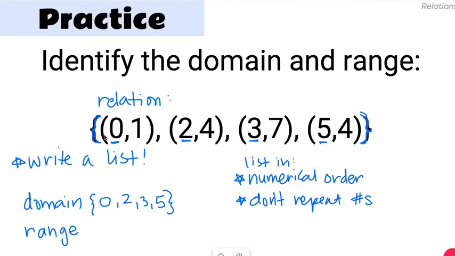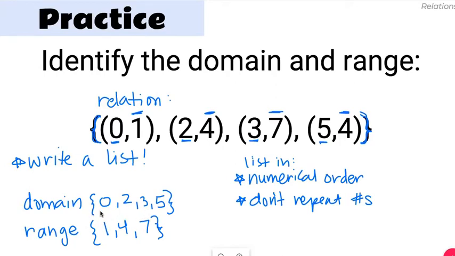Here's what I mean. The range is the y values. I have 1, 4, 7, 4. See how I have a repeated 4? I only have to list it once. Basically, what we're doing with this list is I'm asking you to tell me about the x values. What's the smallest x value? What's the biggest x value? What kind of x values are in between? For the range, what's the smallest y value? What's the biggest y value? What kind of y's are in between?